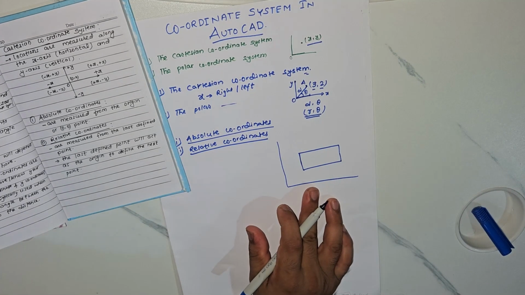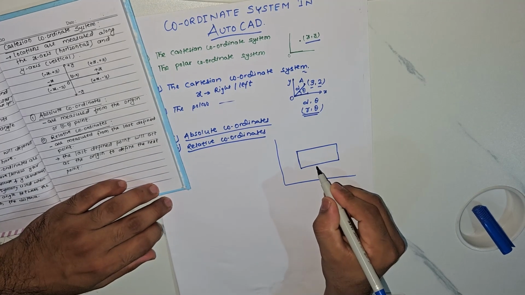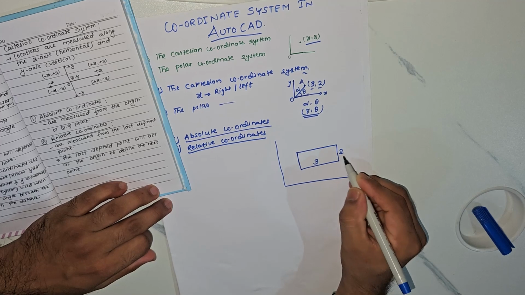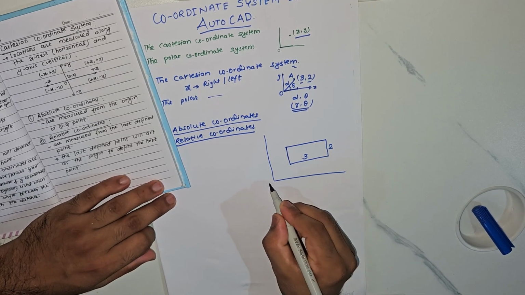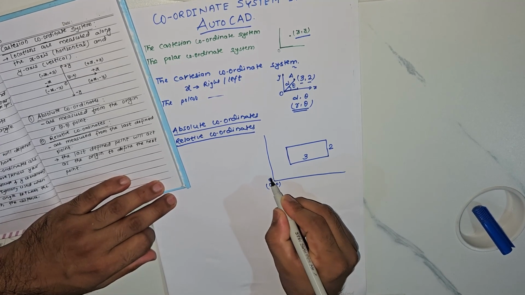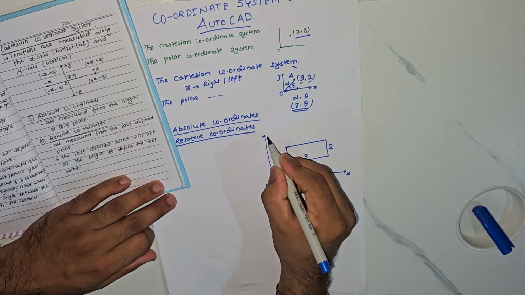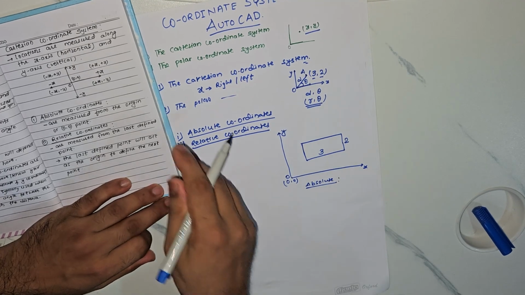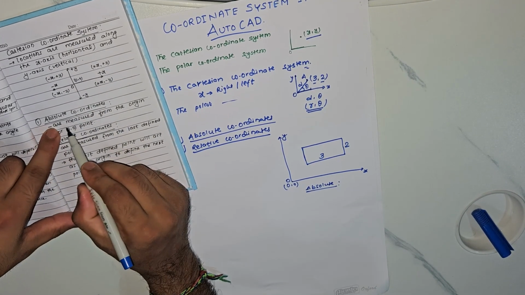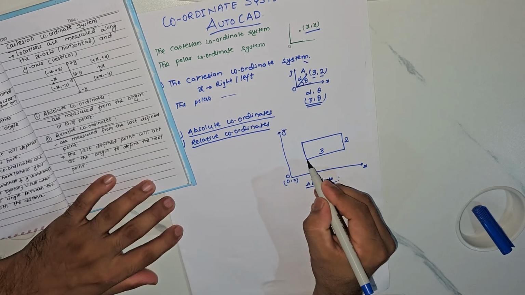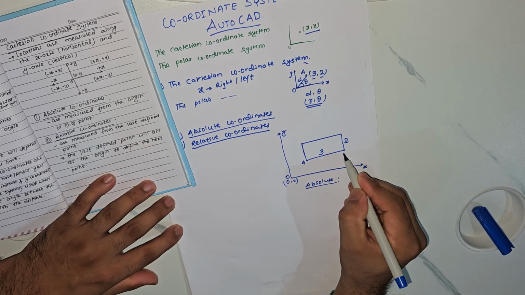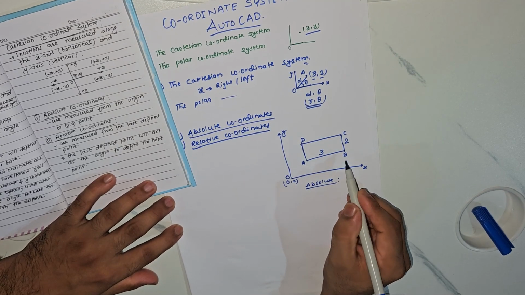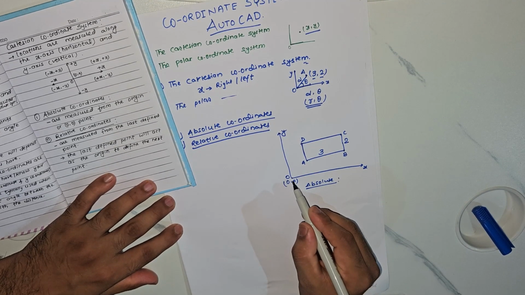Suppose we have a rectangle here. This rectangle is 3 units long and 2 units high. Okay, and this is the 0, 0 point, or say the origin O. This is x direction and this is y direction. What happens in absolute? What we just understood is, in the absolute coordinate system the coordinates are measured from the origin. So all the coordinates of the given points A, B, C and D will be measured from the origin itself.